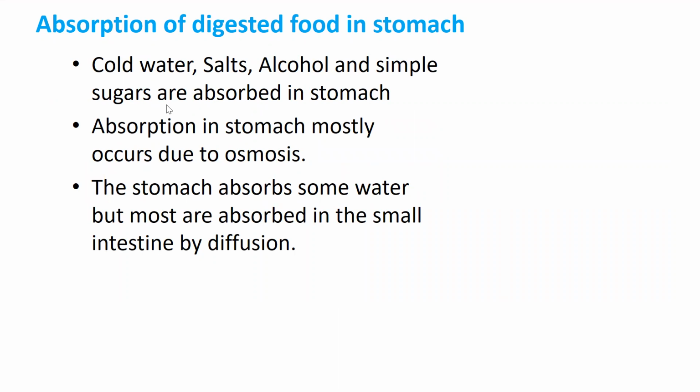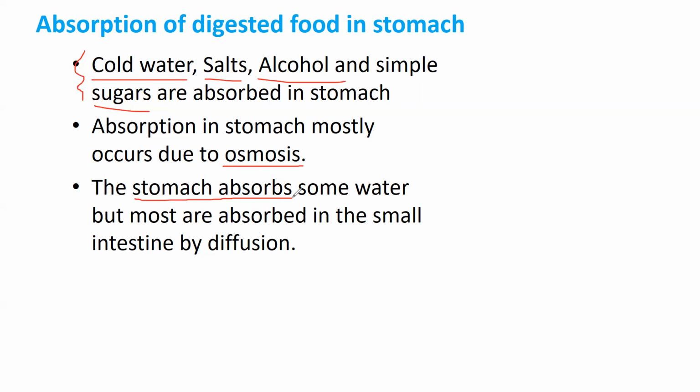In the case of the stomach, these are the things that are directly absorbed and enter the blood: cold water, not hot water, salts, alcohol, simple sugars. These need not go to the small intestine for absorption. And mind it, absorption in the stomach occurs mostly by osmosis only. So the stomach absorbs only a very small quantity of water.